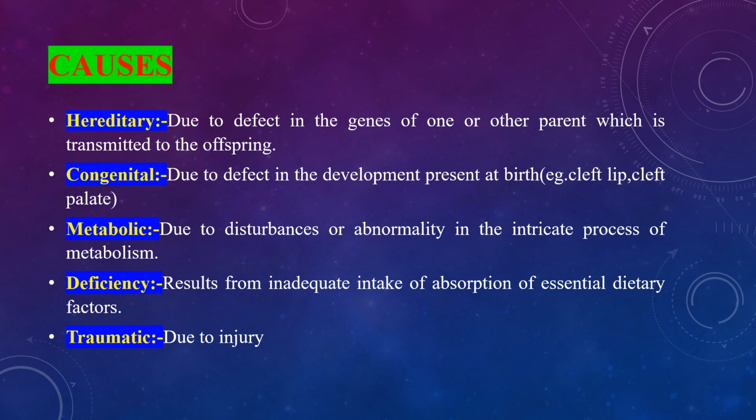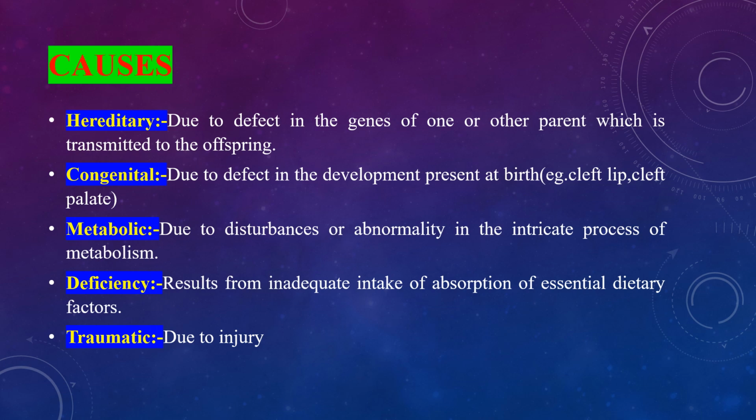Causes: hereditary, due to defect in the genes of one or other parent which is transmitted to the offspring, that is from our parents, because the defect of the gene is spread to the offspring. Congenital, due to defect in the development present at birth, for example cleft lip, cleft palate. Metabolic, due to disturbances or abnormalities in the intricate process of metabolism. Deficiency, results from inadequate intake or absorption of essential dietary factors.